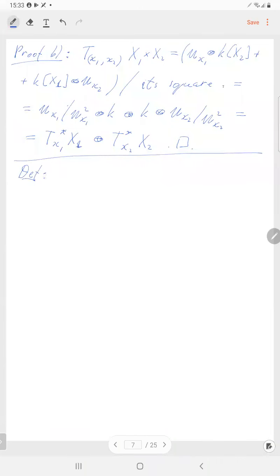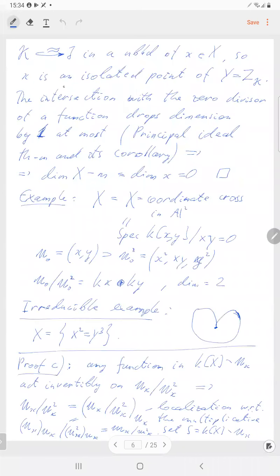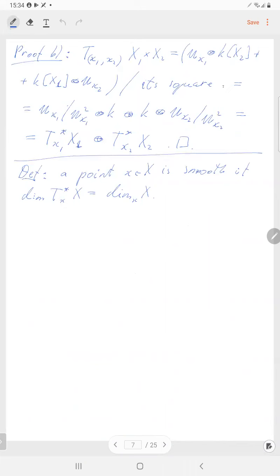So the most important definition for today is that a point is smooth if the dimension of the cotangent space at this point is equal to the dimension of X at this point. We know there is an inequality in one direction, but if it becomes equality, then the point is smooth. And in fact, you see that the counterexamples we had on the previous page all used clearly singular points.